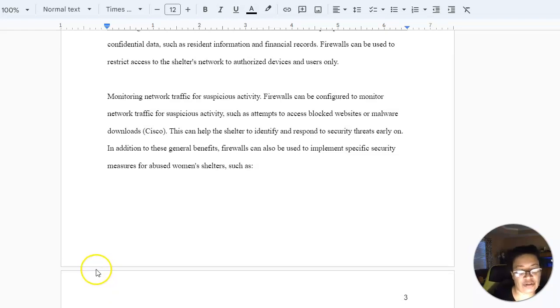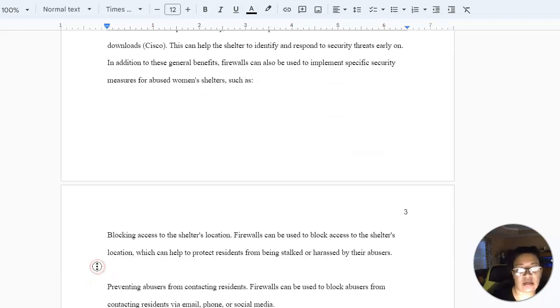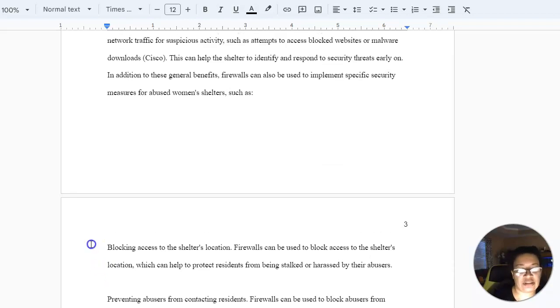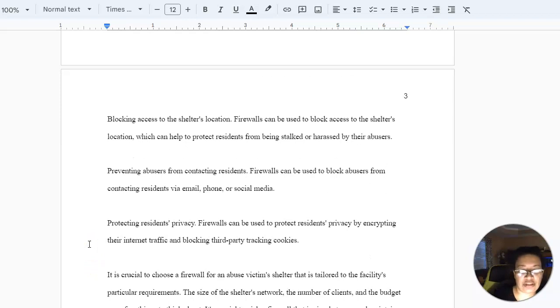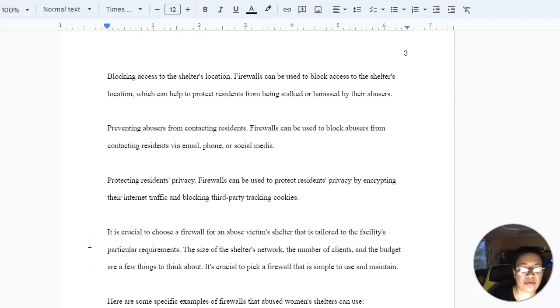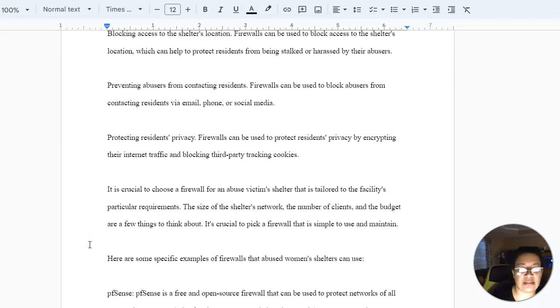In addition to these general benefits, firewalls can also be used to implement specific security measures, such as blocking access to the location and preventing abusers from contacting the resident via email, phone, or social media. They can also protect the resident's privacy.